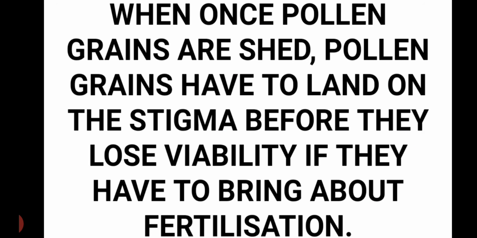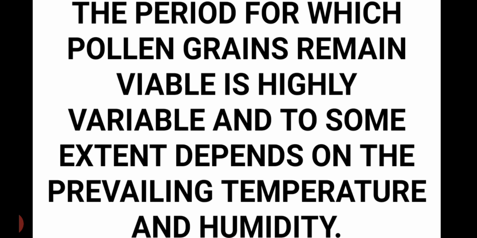Now, viability of pollen grains. For how long can pollen grains be viable in nature? Once pollen grains are shed, they have to land on the stigma before they lose viability if they are to bring about fertilization. So if we want the pollen grain to perform fertilization, first of all it is important that it lands on the stigma of the flower.